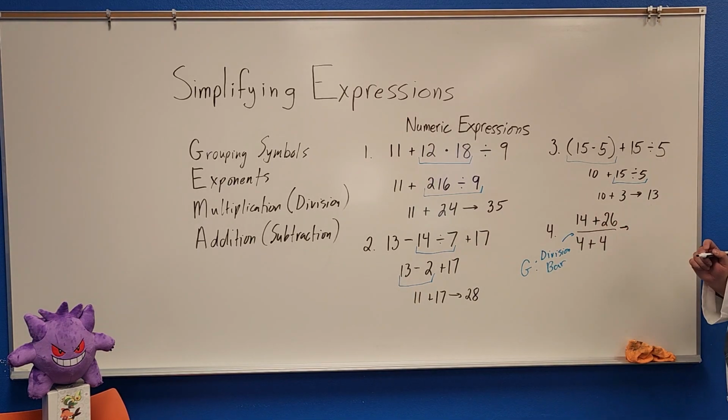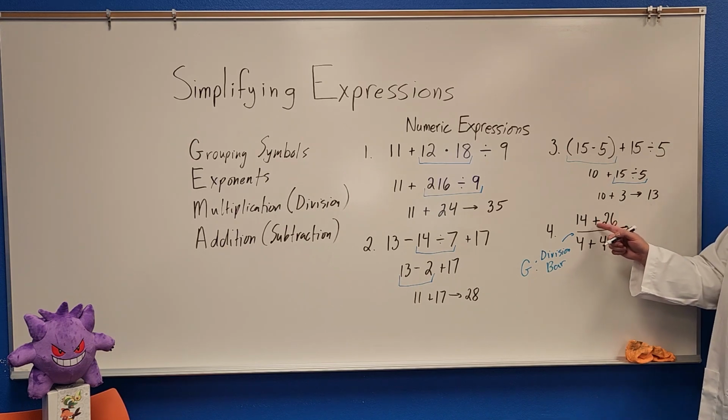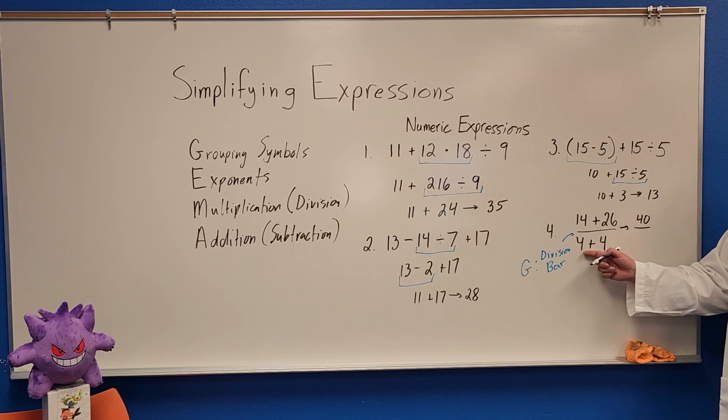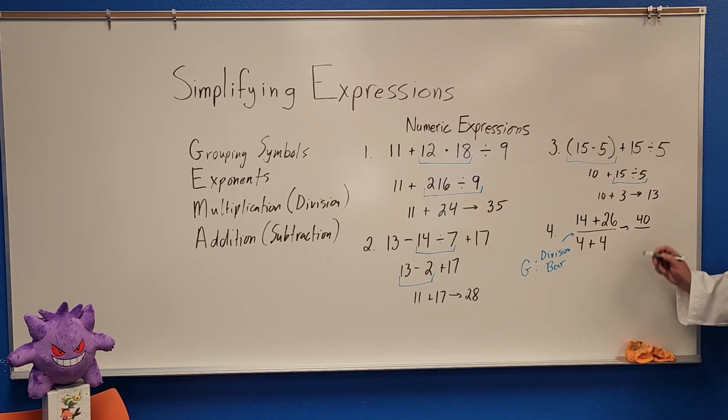So when I look at the numerator, all I see is an operation of addition. So I am going to do this operation, 14 plus 26, and that gives me 40. And now I combine the denominator as a separate second group. 4 plus 4 makes 8. And now what I have is a fraction or a division problem. 40 divided by 8, which of course is 5.